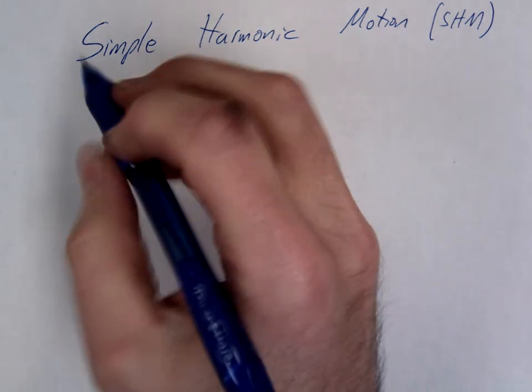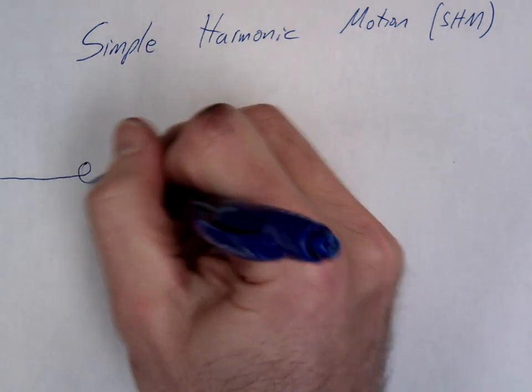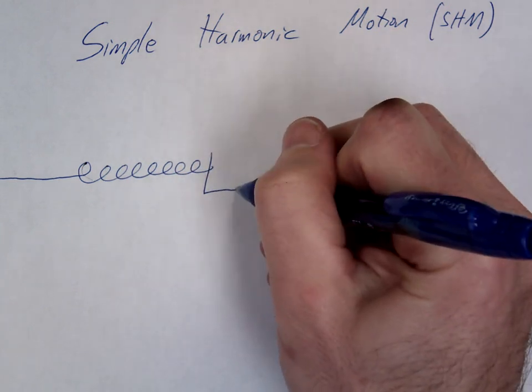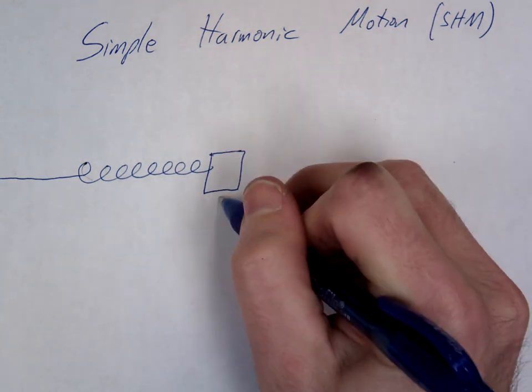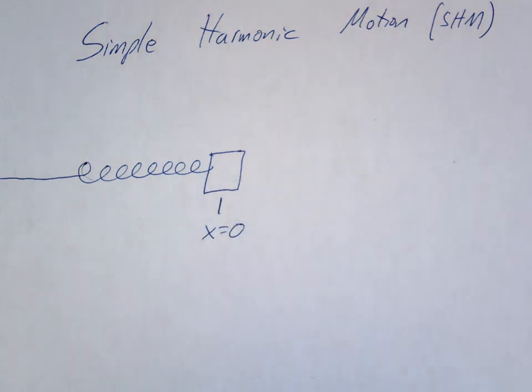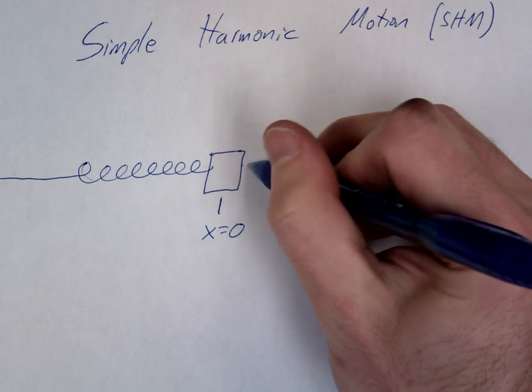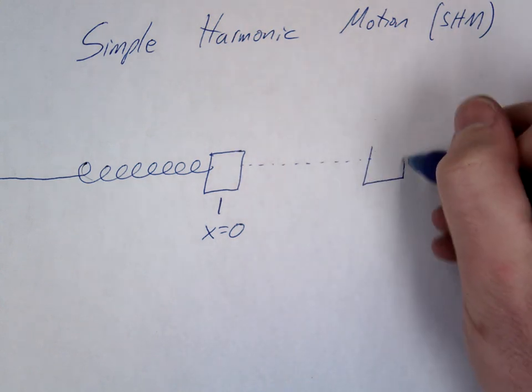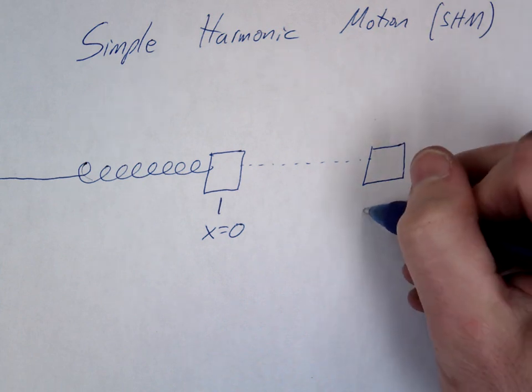So let's go back to our spring. So let's start at some position. We'll call it x equals 0. We're going to pull it back to some maximum displacement. We'll call it x max.